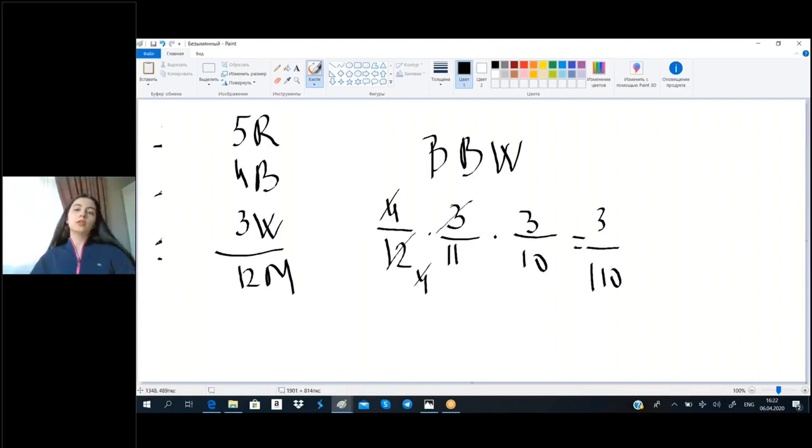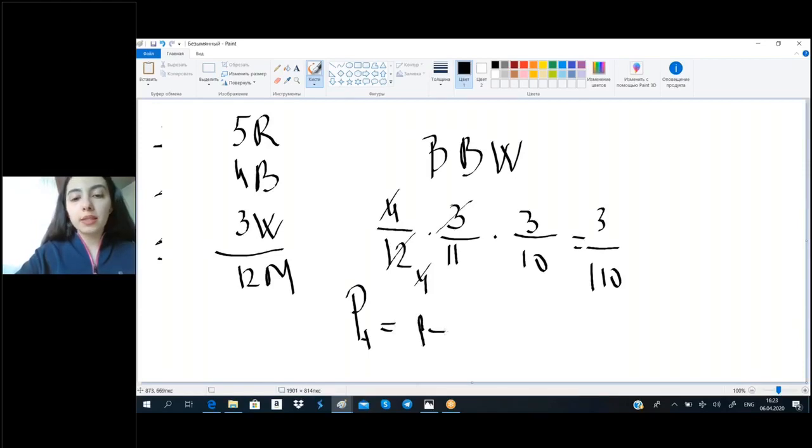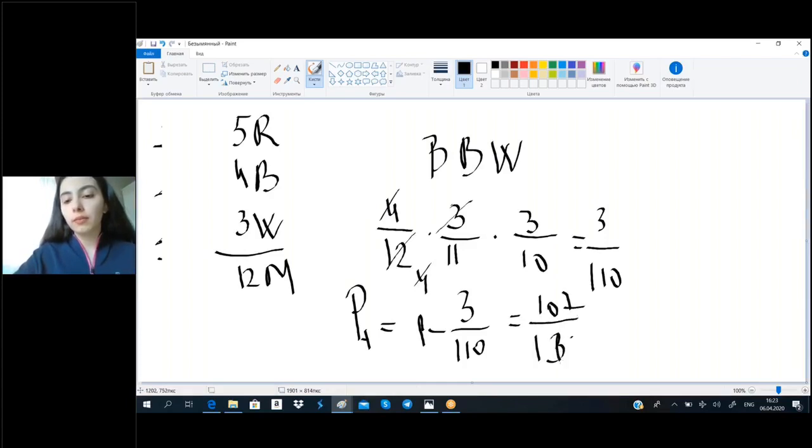3/110. So it's the probability of choosing marbles in the order of black, black, white, but we want it to not be in this order. So we will subtract. P final will be 1 minus 3/110. It will be 107/110. That's all.